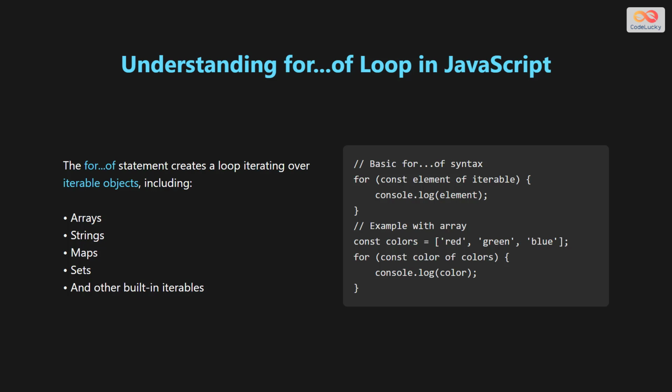For example, if you have an array of colors like red, green, and blue, the loop will iterate over each color, and you can perform operations on each color within the loop.